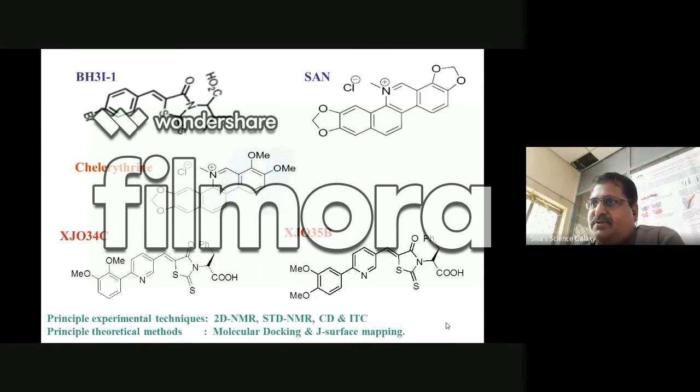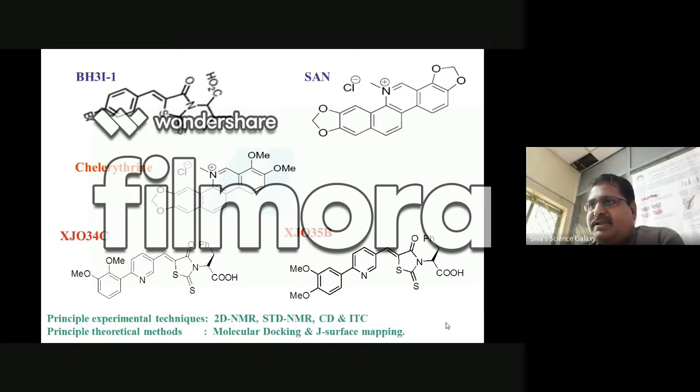In XJ34, we have the two methoxy groups at position 2 and 3. In the case of XJ35, the two methoxy groups are present at positions 3 and 4. So in the case of 34, 2 and 3, in the case of 35, 3 and 4, except that there is no difference at all. So XJ34 and XJ35 are structural isomers. So what is so interesting? XJ34 is an anti-cancer compound. XJ35 is not an anti-cancer compound.